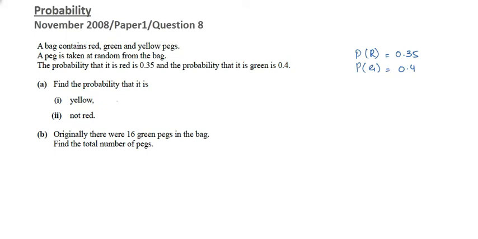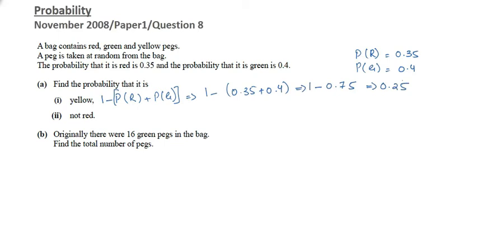So for this part, we will subtract the probability of red or probability of green from 1. So it's 1 minus probability of red and probability of green. So 1 minus 0.35 plus 0.4. Now when we add 0.35 and 0.4, it's 0.75. And when we subtract 0.75 from 1, remaining is 0.25.